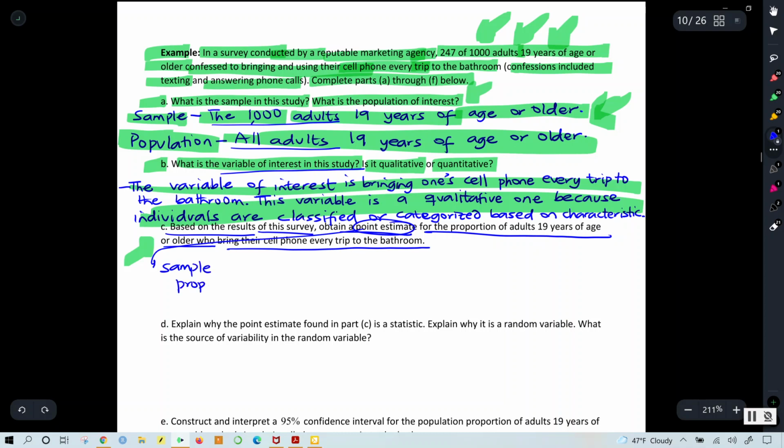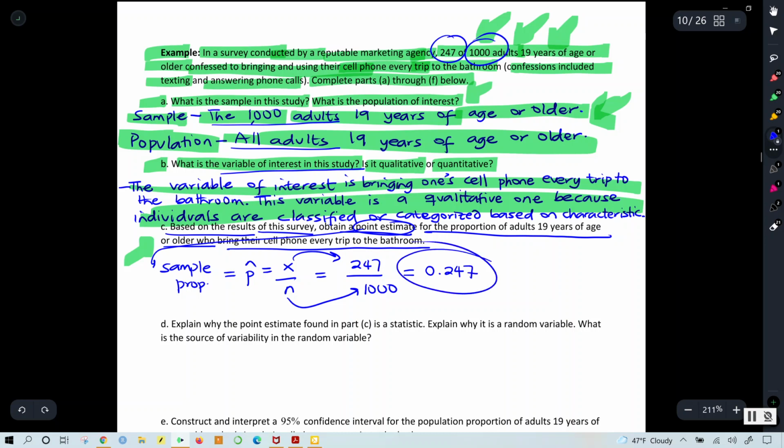So the sample proportion, as we have illustrated earlier, is x all over n. That is, out of the sample of 1,000, how many have this characteristic, which is 247? This will be 0.247. This is the point estimate.